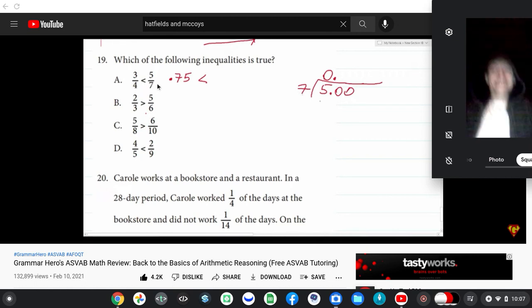Now the question is, how many times does 7 go into 50 without going over? That's going to be 7 times, given that 7 times 7 is 49. 50 minus 49 is 1, bring down the 0. How many times does 7 go into 10 without going over? That's 1 time, given that 7 times 1 is 7.